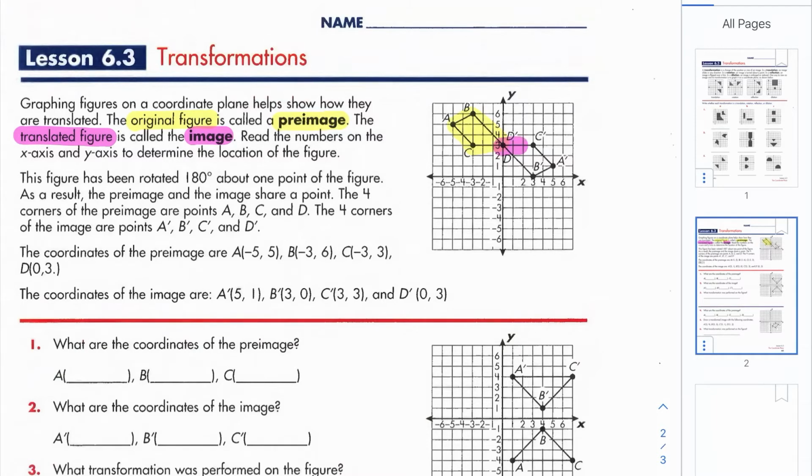It is the original one. Notice it does not have any primes. And the pink one is the image. Notice it does have the primes. Remember that the pre-image is the original and the image is the new figure after it has been translated. I'm just taking a second to put in a note that the pre-image, the yellow, the original, does not have any primes, and that the image, the new figure, does have primes. This is something very important when identifying specific transformations.